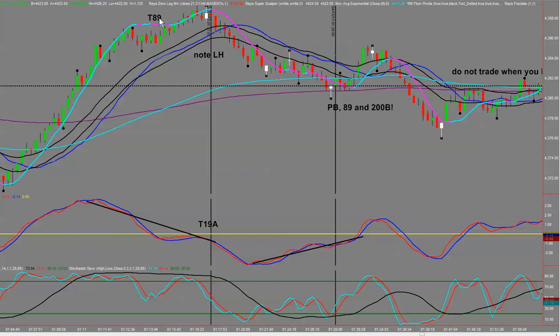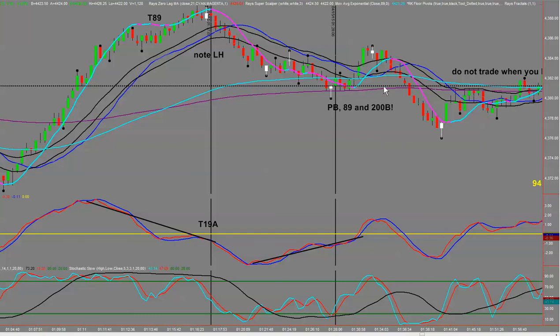This is also what we call a T89. Notice how price action is well out of the channel. It'll always come back to the channel. So I've got a higher price, a lower low. That's just a 19A. It's a perfect divergence trade for me. Then we can see the black line here is a pivot. I've got a pivot bounce, an 89 and a 200 bounce.